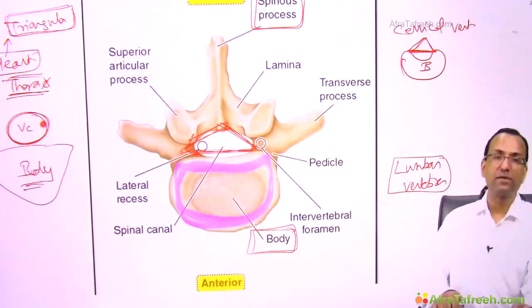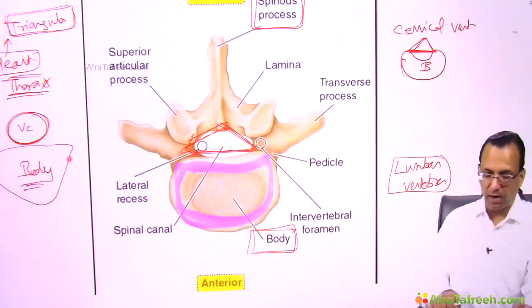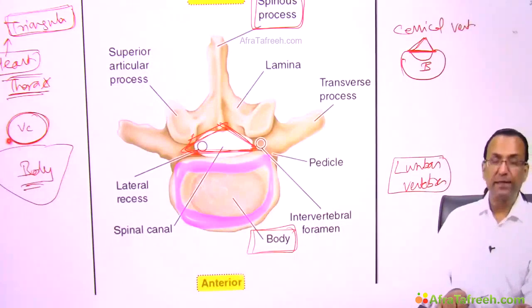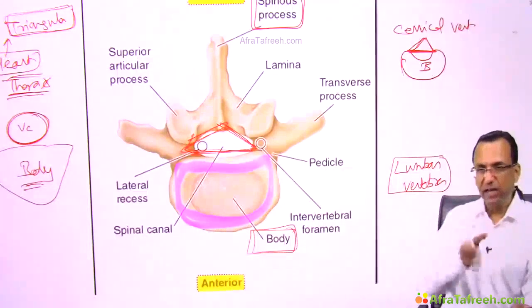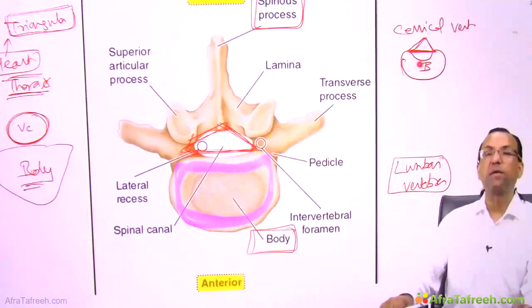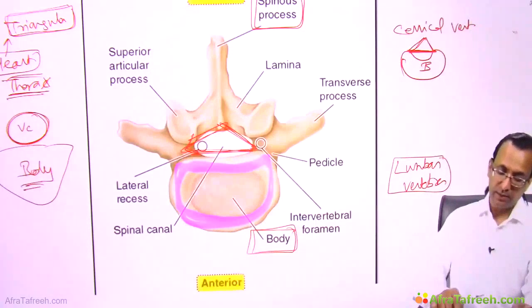You mean to say reverse the order means the body became triangular and the canal became oval? Yes, reverse the order. The body became triangular and the canal became oval. Exactly the opposite. So lumbar vertebra and cervical vertebra have some common features, which are exactly opposite for the thoracic vertebra. Yes, that is the point.